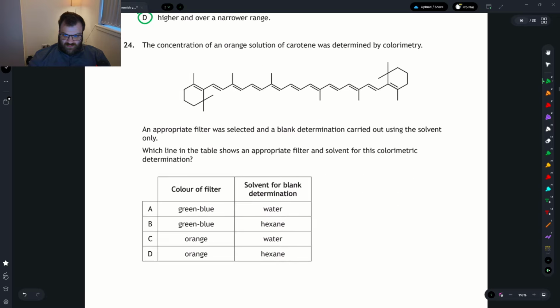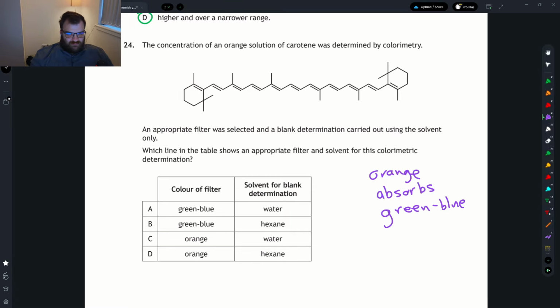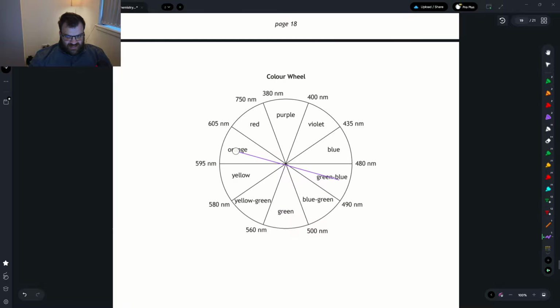Next up, we're asked for a suitable filter for this. Well, if the substance is orange, then orange absorbs the complementary colour, which just from the options I would presume is green and blue. I would obviously definitely check it and not just go off of it, but orange, blue, green, they are complementary.